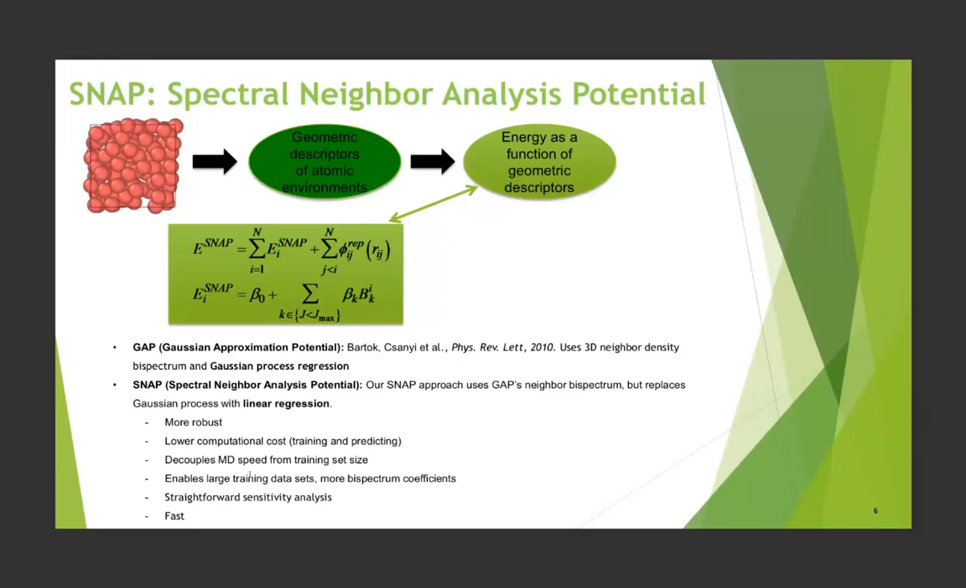But I should mention that this idea of using bispectrum components dates back to a seminal paper by Gabor Csányi and co-workers published in 2010, which was the origination of their GAP approach to machine-learned interatomic potentials. And so we're building on a lot of their ideas, but we're using linear regression instead of Gaussian process regression, which gives us a lot more robustness in many regards and also greatly simplifies the fitting process.